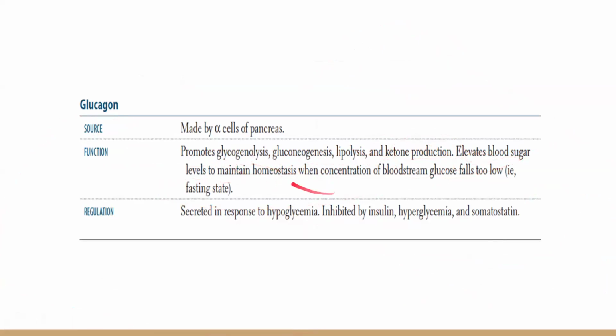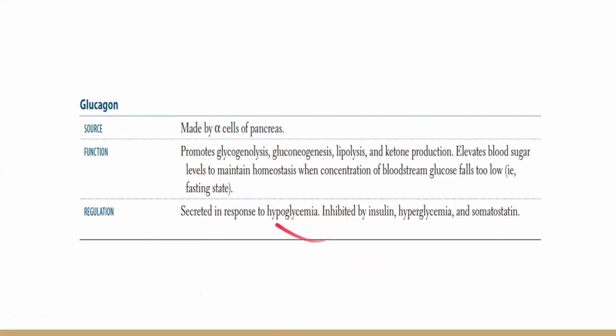So homeostasis, you remember, is the well-being of the body when the blood glucose level falls too low, for example in a fasting state. So in recent days, if you're fasting, your blood glucose concentration goes pretty low. Glucagon is pretty important to not let you have a hypoglycemic shock, basically. And regarding regulation, it's secreted in response to hypoglycemia. So whenever there's hypoglycemia, this is secreted.